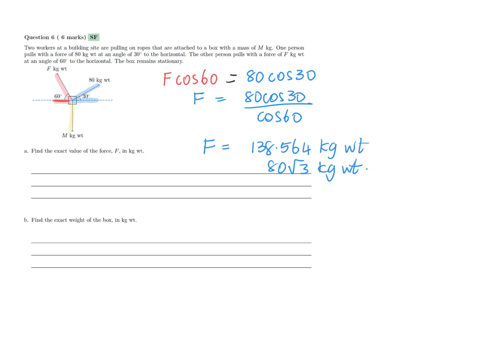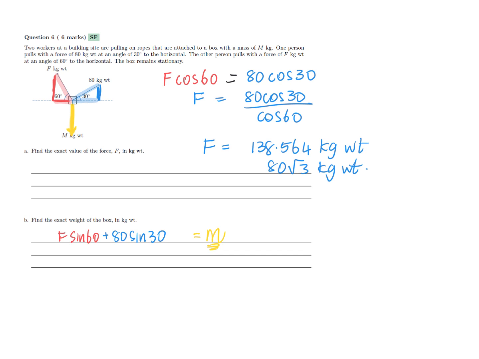Now find the exact weight of the box in kilograms. Well, so what we were saying before, this one that goes down has got to equal this vertical component of that one, and this vertical component of that one. Well, this yellow one here has no horizontal component, so the whole thing is just that. So it's going to be F sine 60, and we'll pop F in there soon, plus 80 sine 30 is equal to the mass.